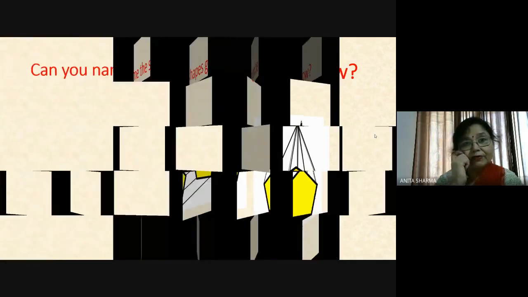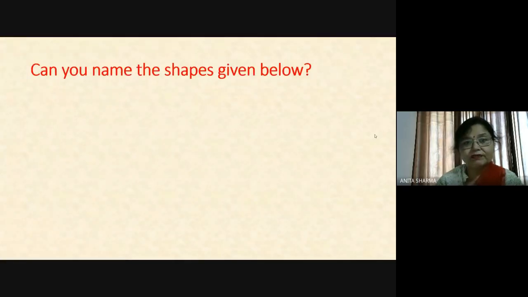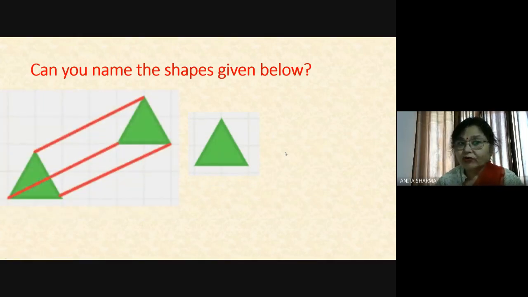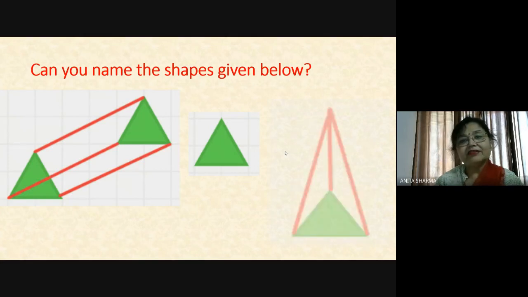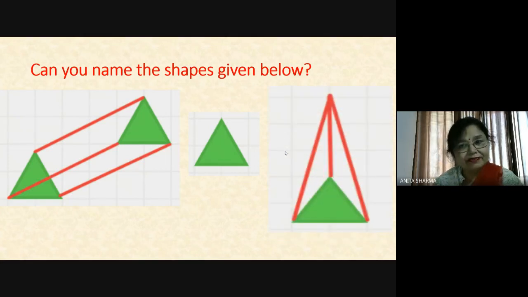Now see one more example for you. Can you name the shapes given below? This is a plane shaped triangle. This is a triangular prism, and this is a triangular pyramid. I hope the things are very clear now.